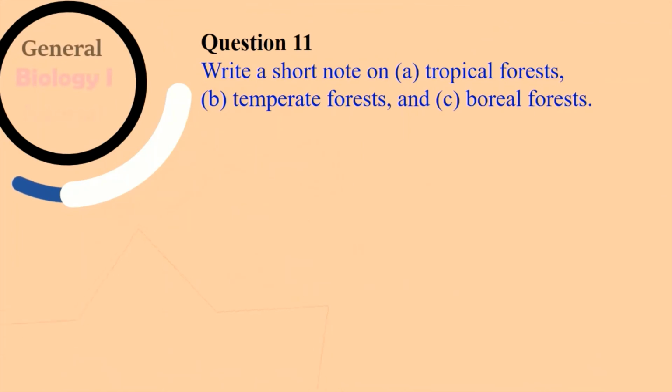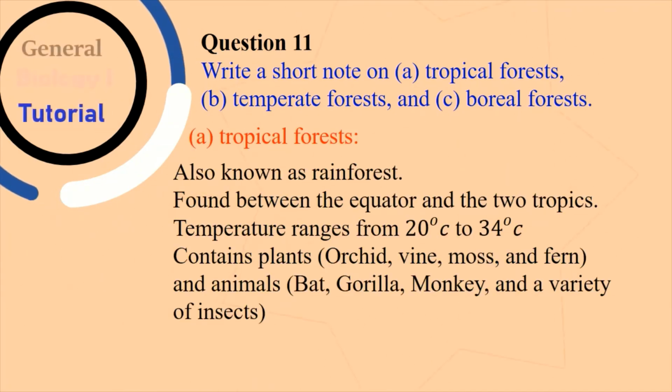Question 11. Write a short note on A. Tropical forests, B. Temperate forests, and C. Boreal forests. A. Tropical forests, also known as rainforest, are found between the equator and the 2 tropics. Temperature ranges from 20 degrees Celsius to 34 degrees Celsius. Contains plants: orchid, vine, moss, and fern, and animals: bat, gorilla, monkey, and a variety of insects.